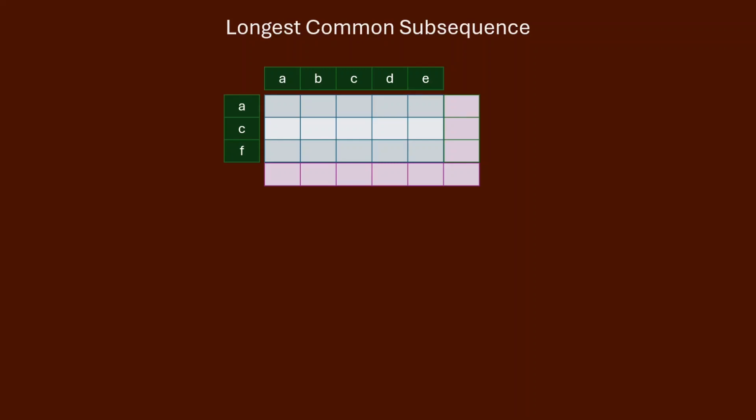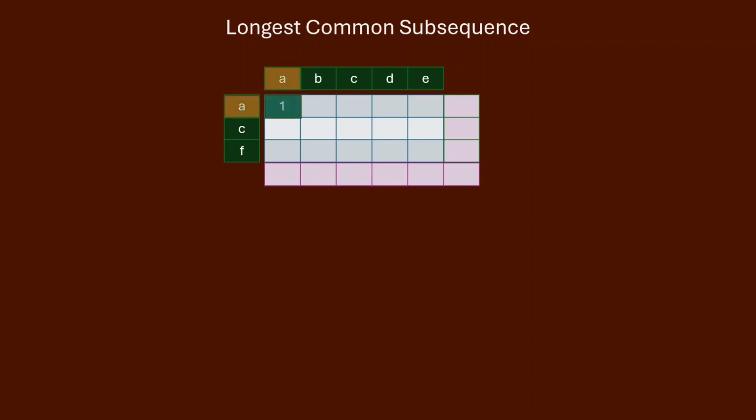tabular method. As you can see here, these are our two input strings, A, B, C, D, E, and A, C, F. We're just going to populate this two-dimensional matrix by using the learnings that we had from our recursive implementation. Let's start with the first character.